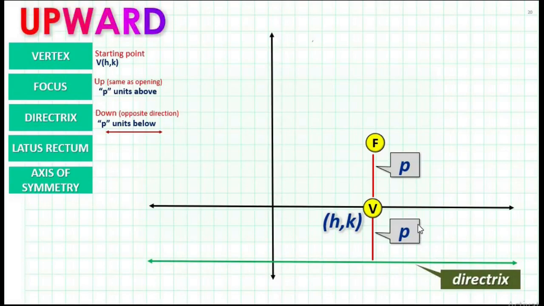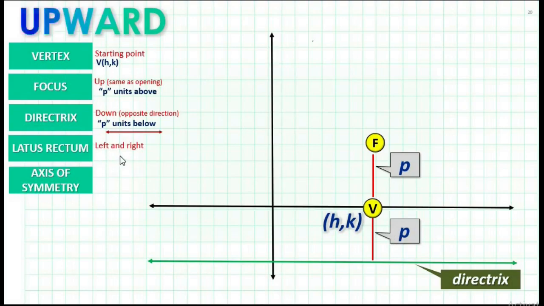So if you notice, the measurement between V, or the vertex, and the focus is the same as the distance between the vertex and a point here in the directrix. After plotting the directrix, the next goal is to graph or plot the endpoints of the latus rectum.